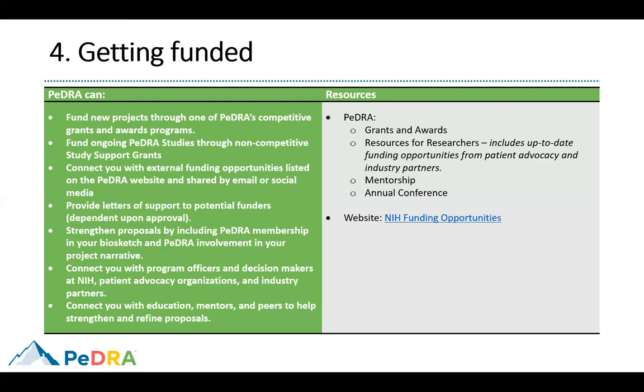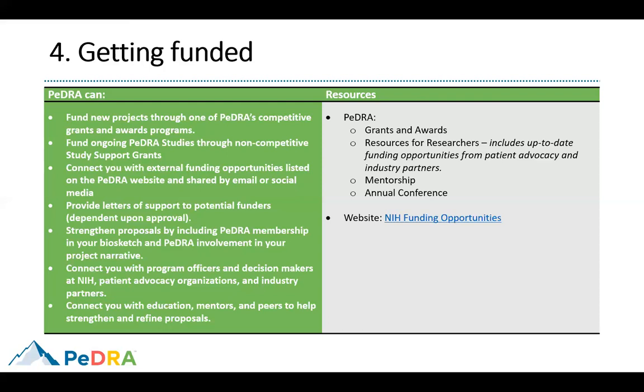Finally, by being a part of PeDRA, you can strengthen an application simply by name dropping PeDRA. So I would encourage all of you who are thinking about applying to an external funding program to say, oh, I'm a PeDRA member and what I'm doing is happening within the birthmarks group. That carries water. That shows that what you're doing has the support from a large respected research network and can increase the chances of you being funded.